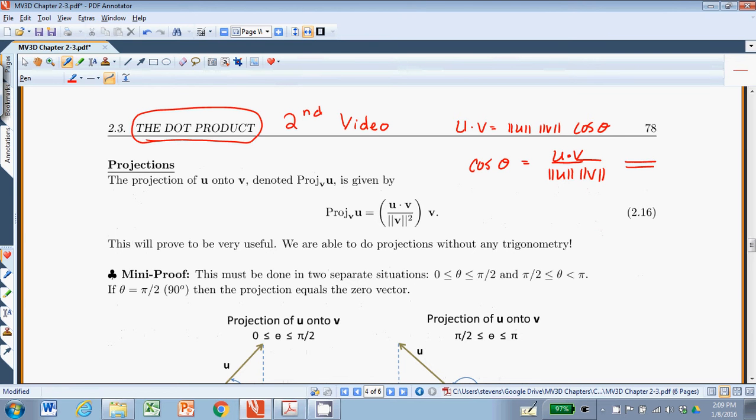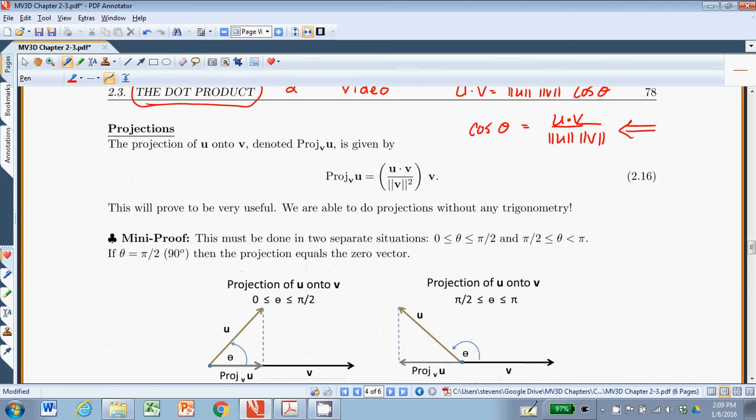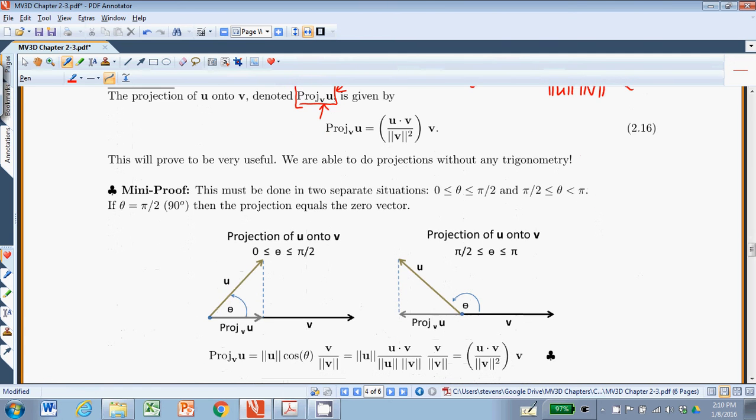Now we're going to use the dot product to do projections, and we're going to be relying on that particular formula, which is just a rewrite of the definition of the dot product with the cosine in there. We're going to talk about projections, and the notation looks like this. This is called the projection of a vector u onto a vector v. There's a formula for that, but we'll actually derive it.